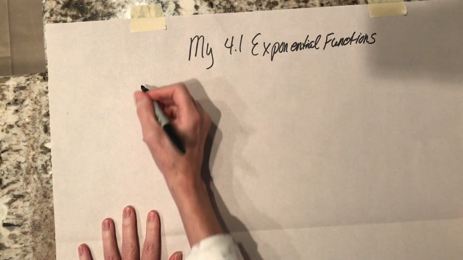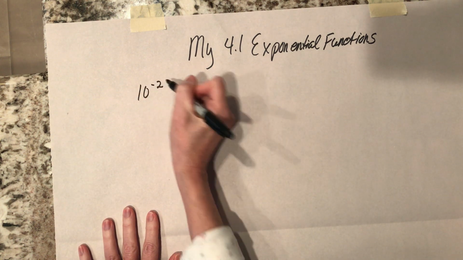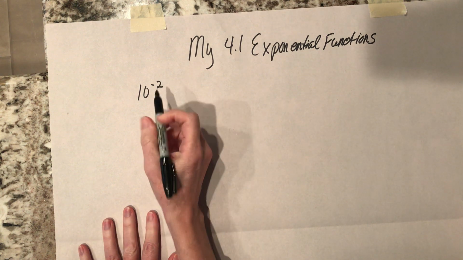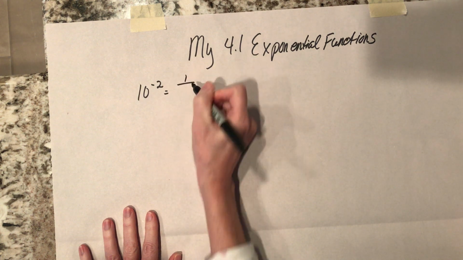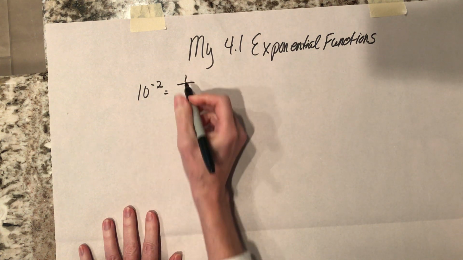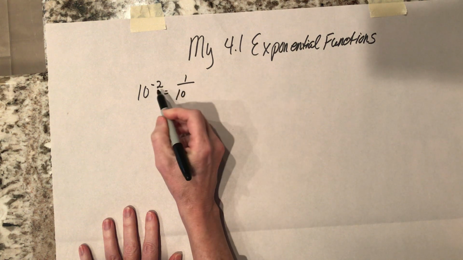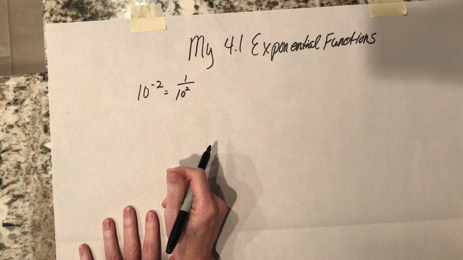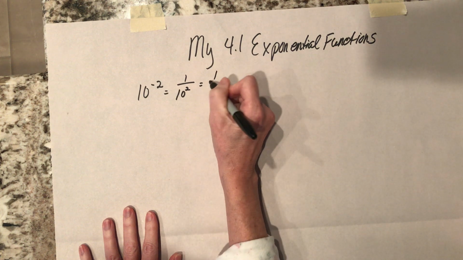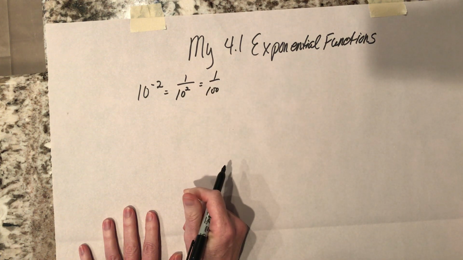So, the first one we've got is 10 to the negative 2. You know that a negative exponent tells you to move down. So 1 over, move this 10 from the numerator to the denominator. The exponent was a negative 2, it'll now be a positive 2 because you did the work it said to do. And you can clean that up, make it 1 over 100.